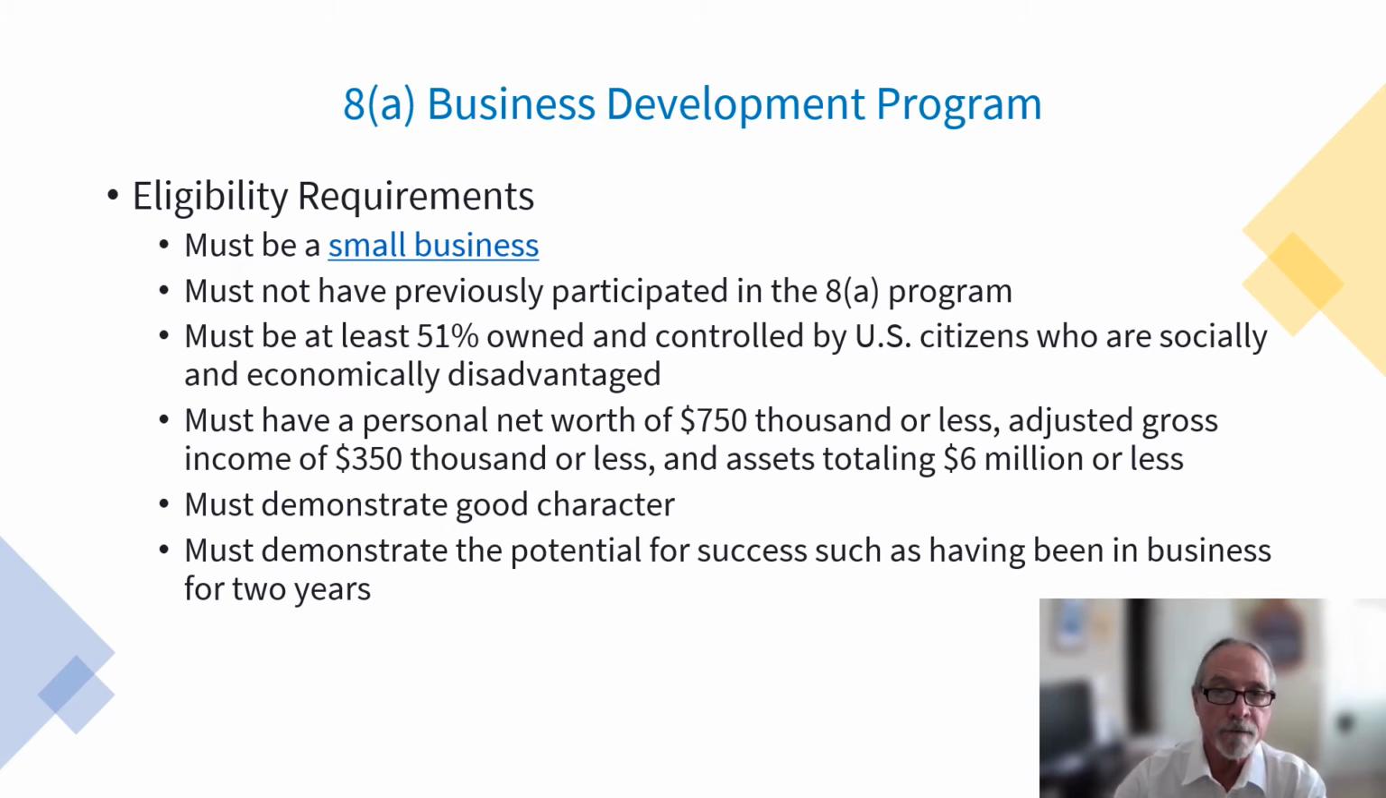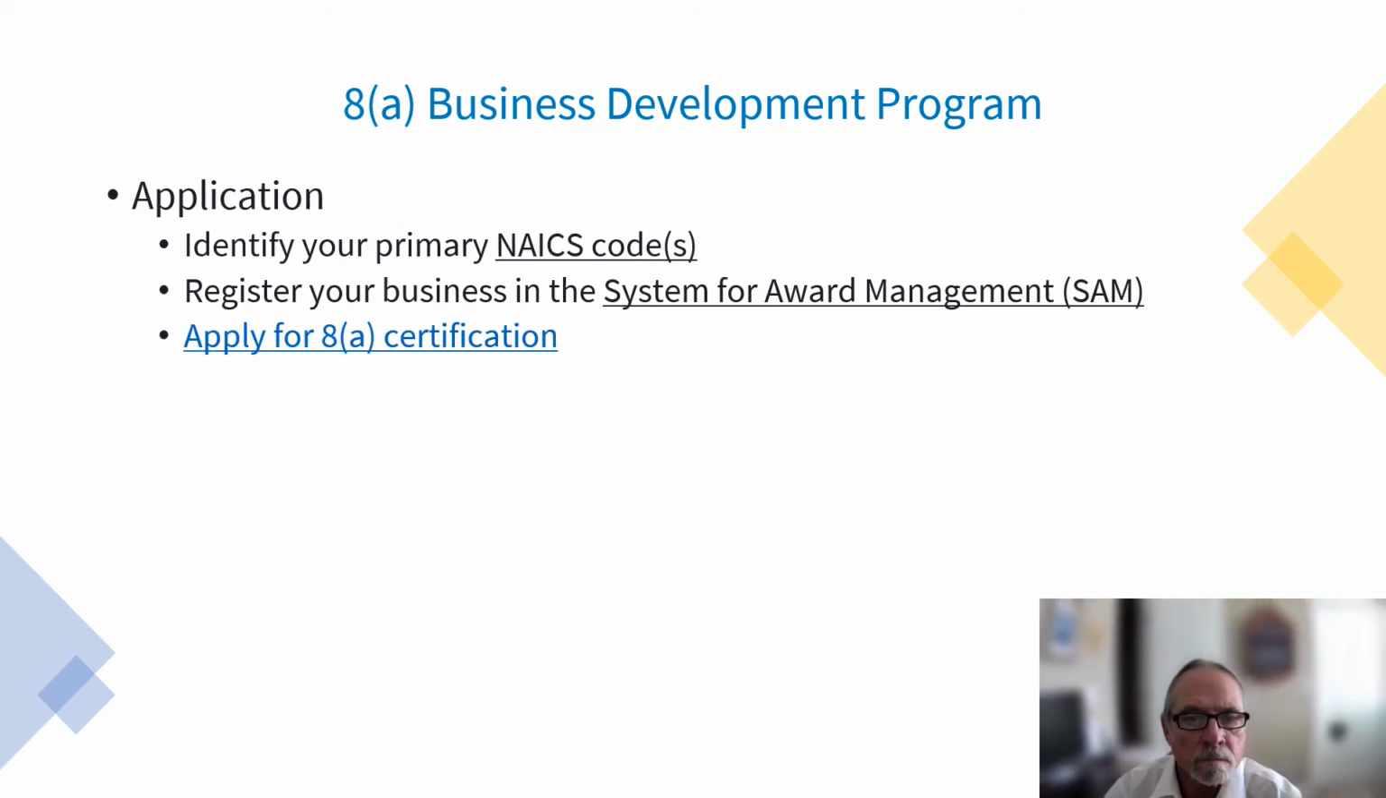In order to qualify for the 8A Business Development Program, individuals and businesses must be a small business, must not have previously participated in the 8A program, and must be at least 51% owned and controlled by U.S. citizens who are socially and economically disadvantaged. They must have a personal net worth of $750,000 or less, an adjusted gross income of $350,000 or less, and assets totaling $6 million or less. They must also demonstrate good character and demonstrate the potential for success, such as having been in business for 2 years.